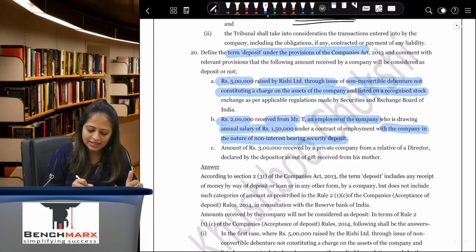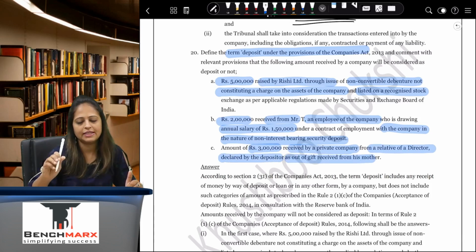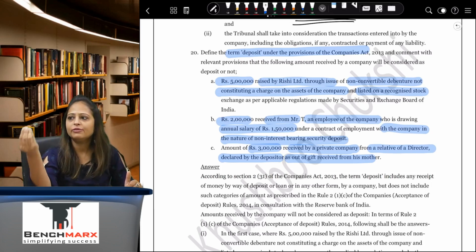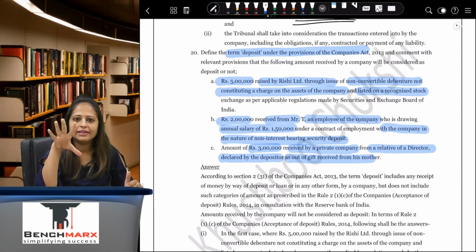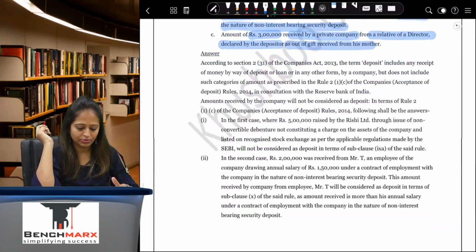Last one, amount of rupees 3 lakhs received by a private company from a relative of a director, declared by the depositor as out of gift received from his mother. So now a relative of a director can give a loan or can give money to the company, and that amount given by the relative of a director will not be considered as deposit. But there is only one important point here, that it should not be out of borrowed funds, and he has to give a declaration that it is not out of borrowed funds. So here, because he has given a declaration that it is out of a gift received from the mother, in that case it will not be considered to be a deposit.